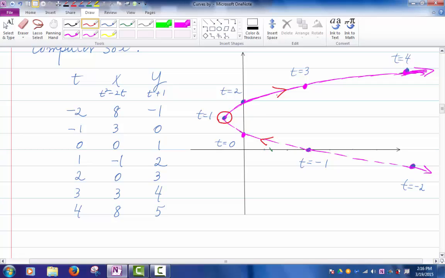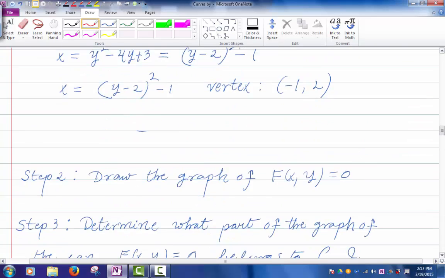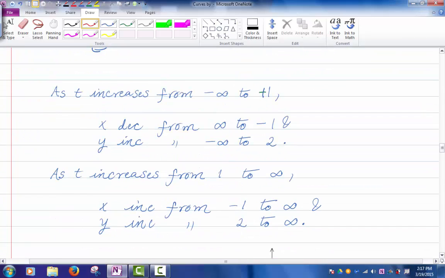Did that make sense? Okay, so that's how we know that. Any questions? So my final answer is what? My final answer is the curve is the entire parabola and the orientation is given by that arrow. In fact, I already answered the orientation when I wrote down this.